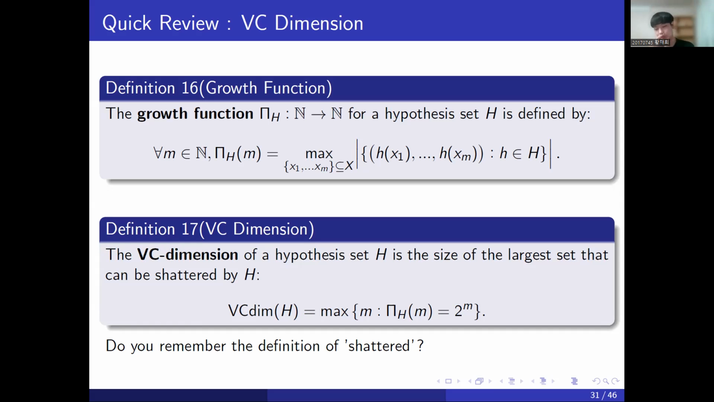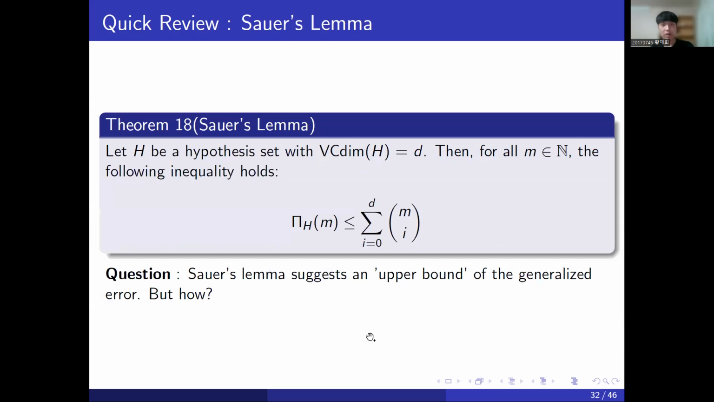Now we move on to the VC dimension. As you know, the VC dimension of hypothesis set H is the size of the largest set that can be shattered by H, and the VC dimension of H is defined like this. Do you remember the definition of the word shattered? I hope you remember this because I don't have enough time to explain this, so I will assume that you understand these notations. And remember the very previous presentation about Sauer's lemma. Now I introduce Sauer's lemma.